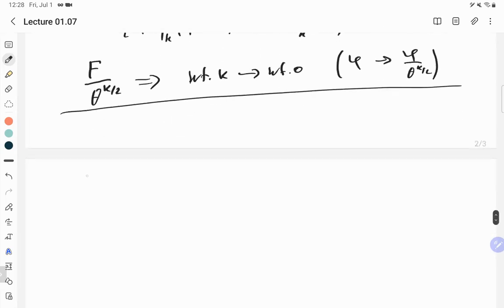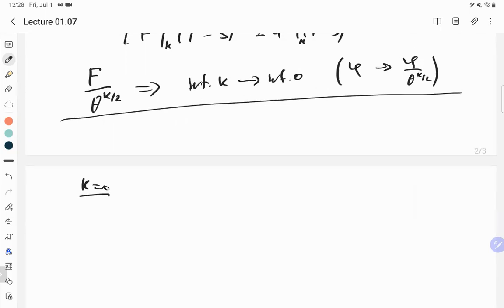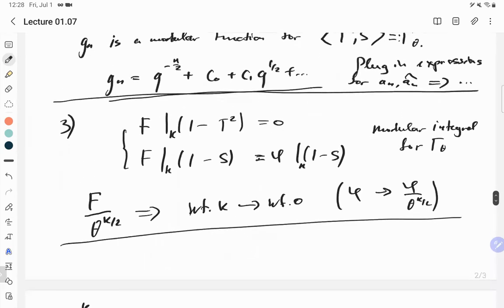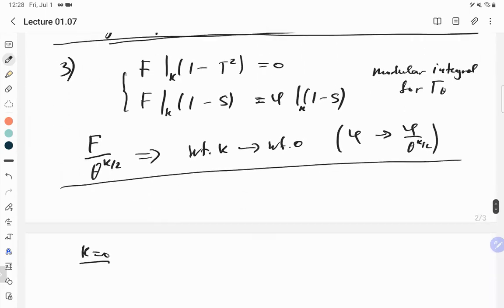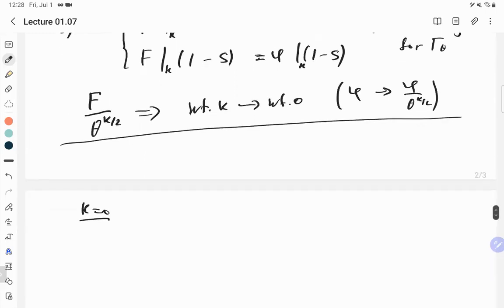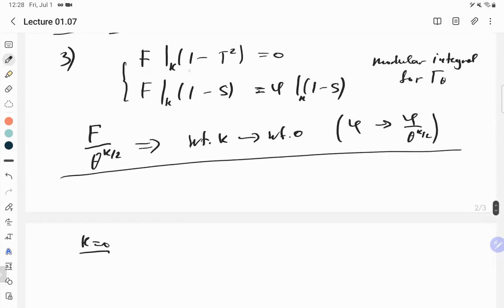And so let's say k equals 0 from the start. And let's see, I'll draw a picture. Maybe if you like visualizing things, it will help understand what's going on. So we want two equations now in weight 0. It just means we have a function which satisfies this, and it also satisfies another functional equation.